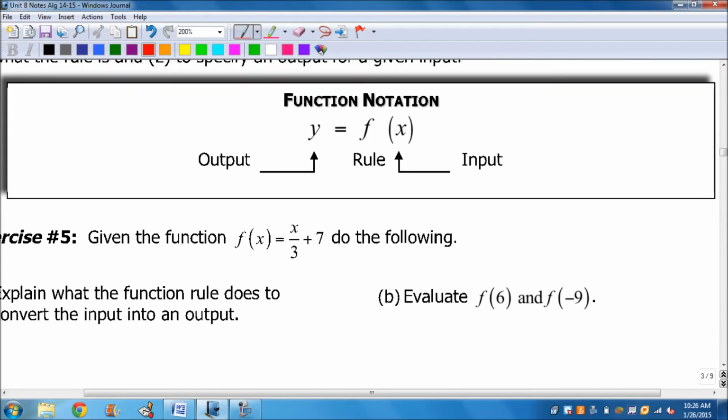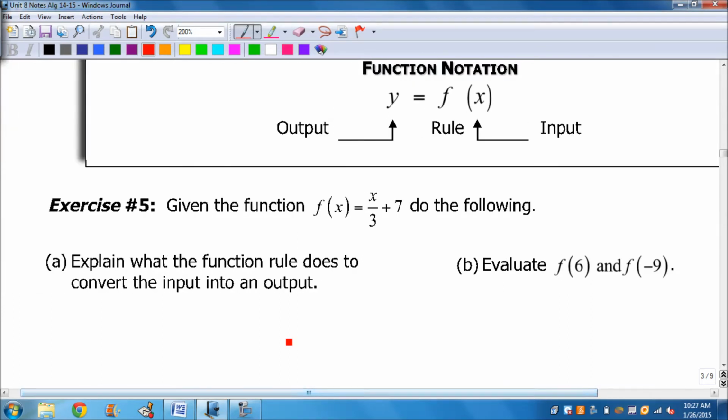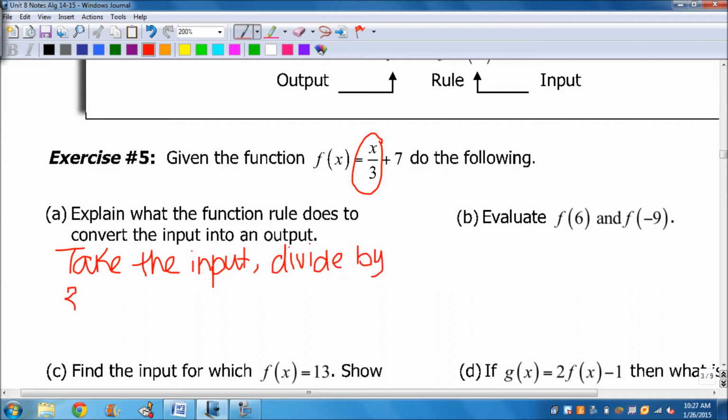So question number 5, exercise 5. Given the function f of x equals x over 3 plus 7, do the following. Question A says to explain what the function rule does to convert the input into an output. So basically, all you have to do is take your input, divide it by 3, and then add 7. So that's what we're going to write down. Take the input, divide by 3, or you could say take 1/3 of the input, whatever you prefer, and then increase by 7 to get the output.